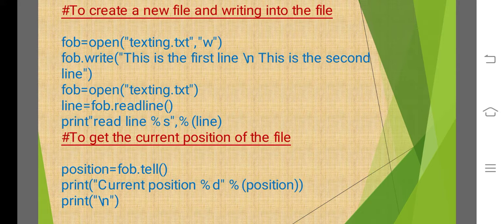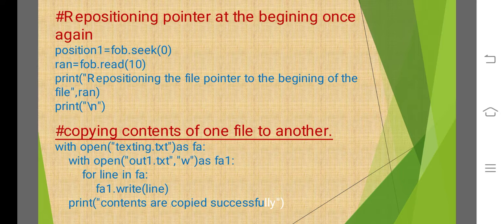Current position. What is the current position? See here, count 0 1 2 3. Position is counted according to the array index. That means this is the file, 1 2 3 4 5 6 7 8 9 10 11 12. It gives the position whether it is 13, 14, 15, whatever it is, after the line it stays there only.